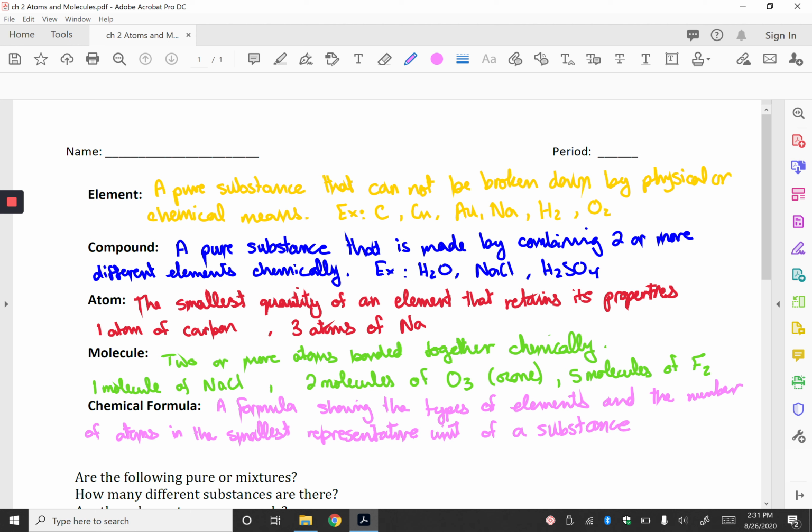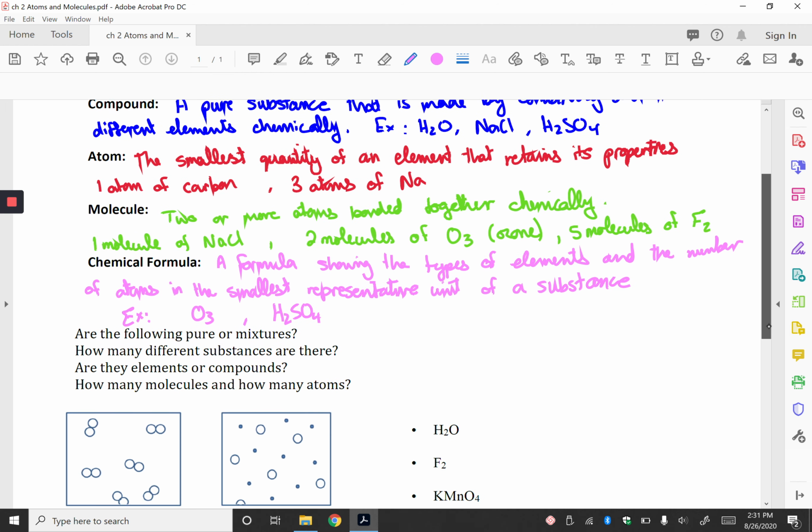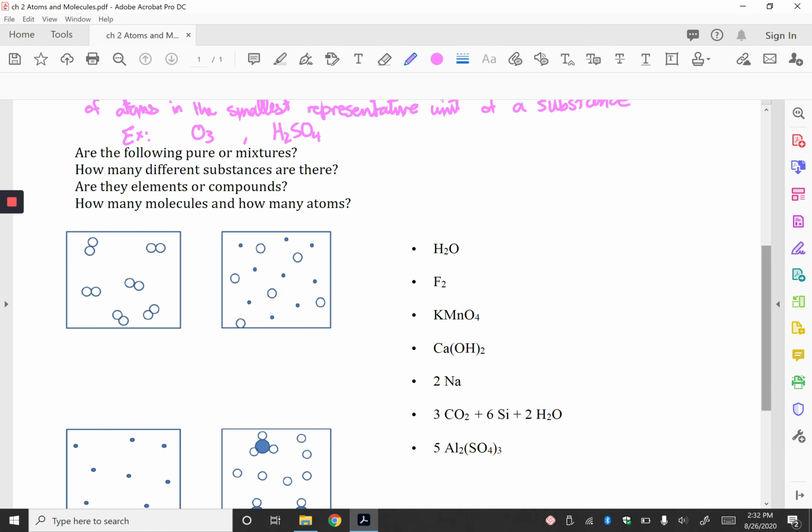So for example, if I write O3, that is the chemical formula for ozone. So in the chemical formula of ozone, I have 3 atoms of oxygen bonded together to form a molecule of ozone. Or let's say sulfuric acid is H2SO4. This is the chemical formula for sulfuric acid. So that tells me that a molecule of H2SO4 has 2 atoms of hydrogen, 1 atom of sulfur, and 4 atoms of oxygen.